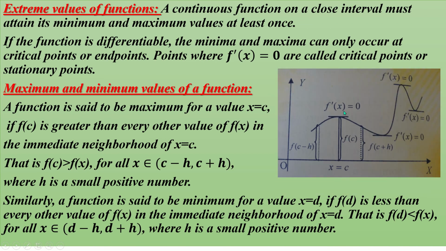Follow the figure. Here at this measurement, this is f of c, and from here to here, this is x equal to c. So this is the maximum. When we put x equal to c minus h, we get this part, and when we put x equal to c plus h, we get this part. So either c minus h or c plus h, f of c is always greater.